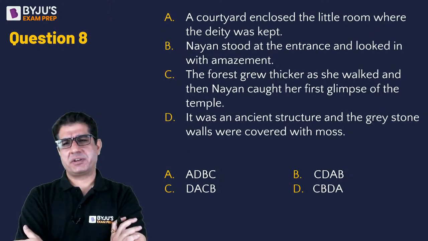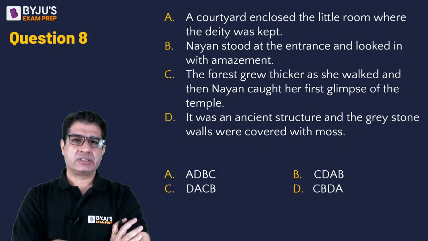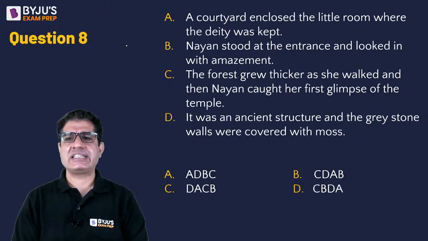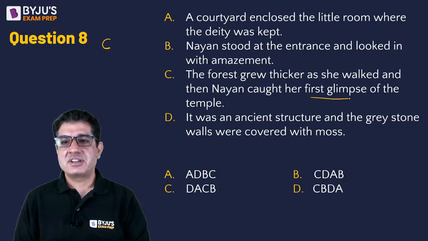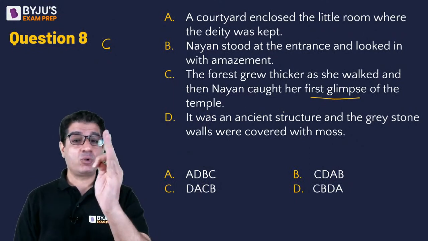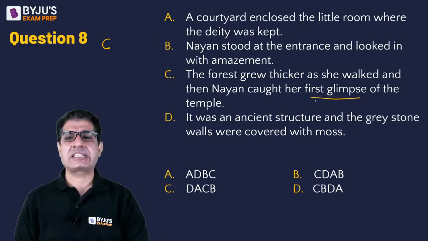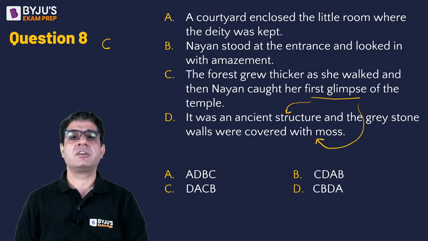So, what do I do with it? If you do not give me options, then I'll simply treat it as a narrative structure where I know that C has to come at the beginning. So, first glimpse of the temple. And when you look at the first glimpse, what do you notice? It's only the first glance that tells you that it was an ancient structure and there were walls covered with moss.